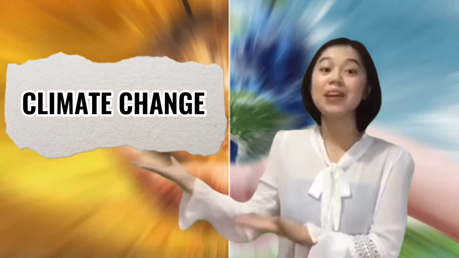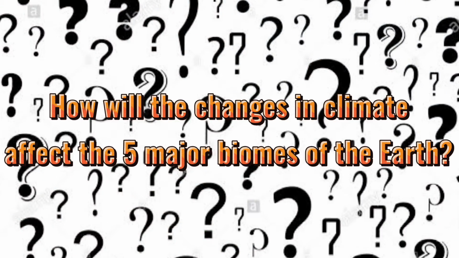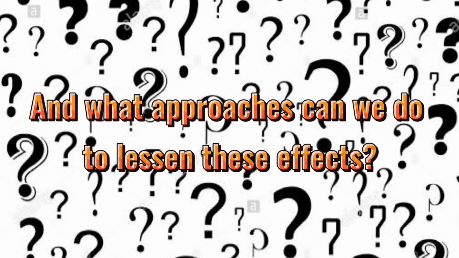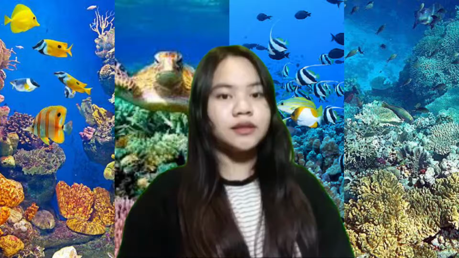There is also a major environmental issue caused by humans' ecological footprint that occurs in our climate and links to our biodiversity. That is climate change. How will the changes in climate affect the 5 major biomes of the Earth? And what approaches can we take to lessen these effects?